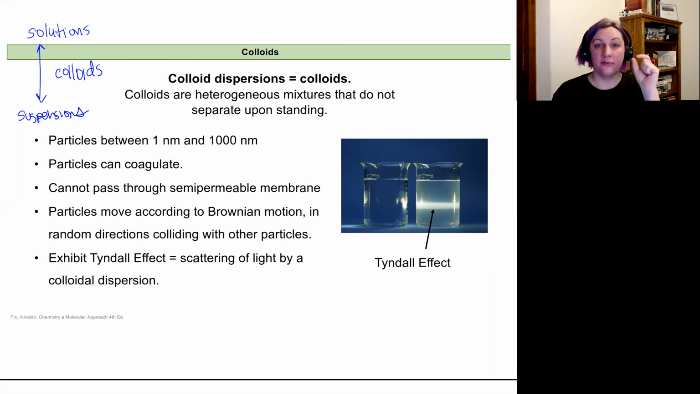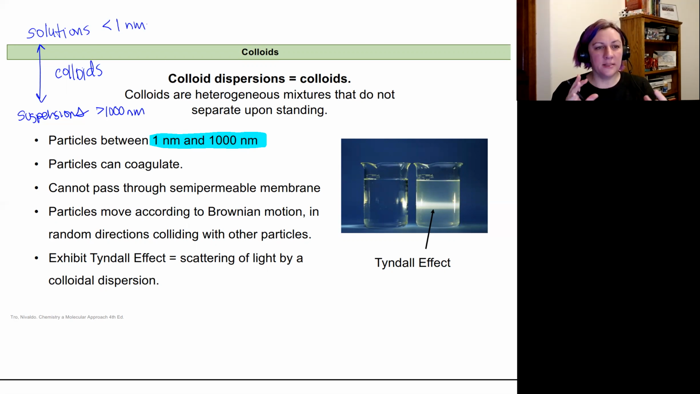Colloids are this range where the particle size is so small it really looks like a solution, but it's actually just large enough that it's not going to behave as a solution. So our particle size for colloids is very specifically between 1 nanometer and 1,000 nanometers. Larger than 1,000 nanometers, you have a suspension. Less than a nanometer, you have a solution.